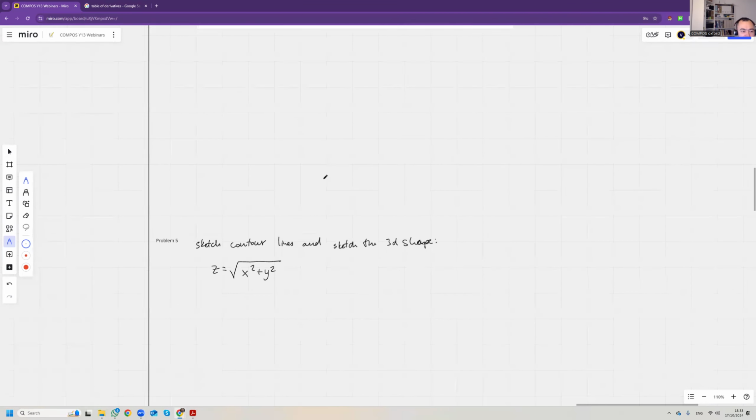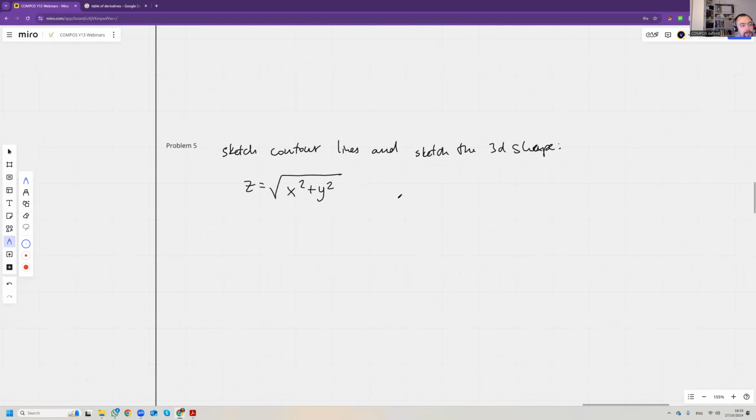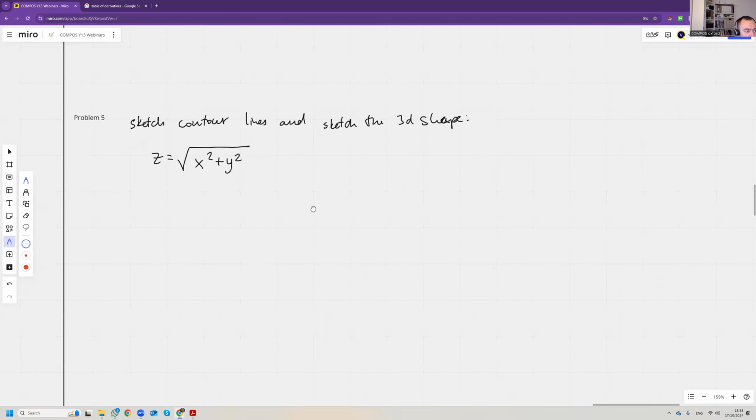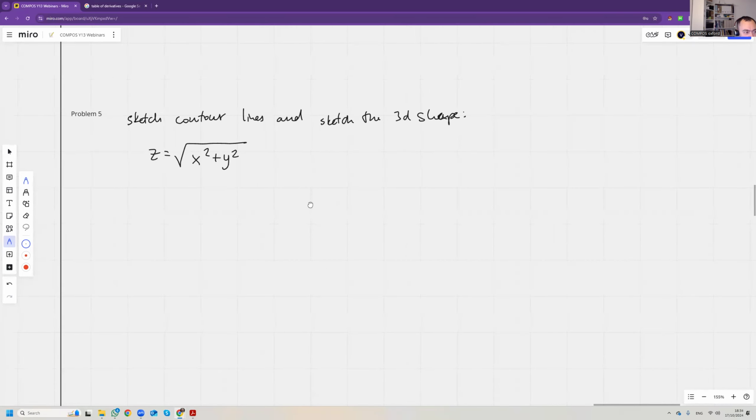Okay, so very straightforward. Sketch the contour lines and then sketch the 3D shape. So z is the square root of x squared plus y squared. So what are the contour lines? The contour lines are basically the curves for different values of z.